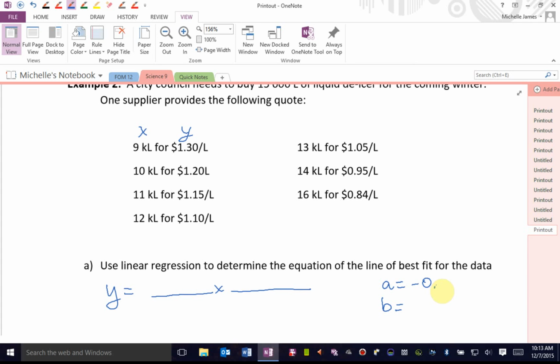So, my equation. If you've done it properly, A should be negative 0.064. Round it off. Your B is about 1.86. Round it off. So my equation is Y equals negative 0.064x plus 1.86.